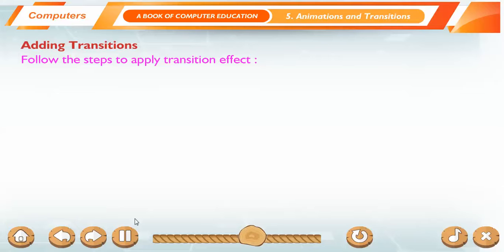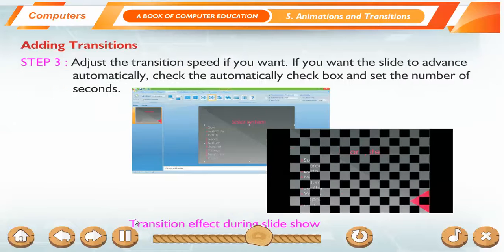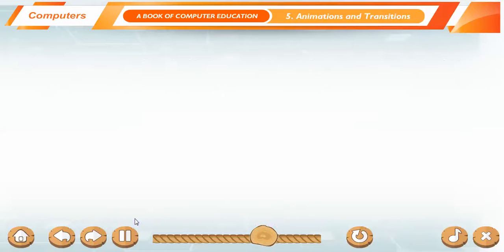Follow the steps to apply transition effect. Step 1. Click the Animation tab. Step 2. Select the transition scheme. The slide transition options will appear. Choose the options. Step 3. Adjust the transition speed if you want. If you want the slide to advance automatically, check the Automatically checkbox and set the number of seconds.